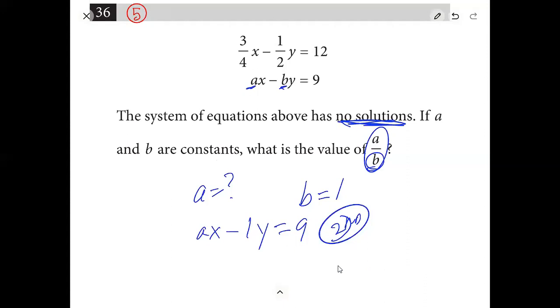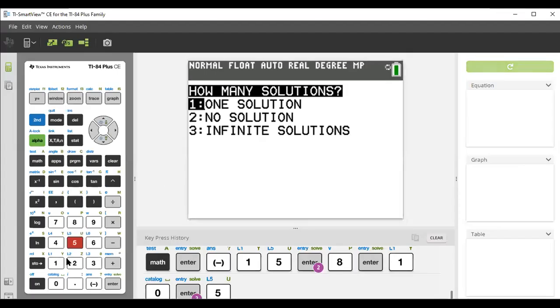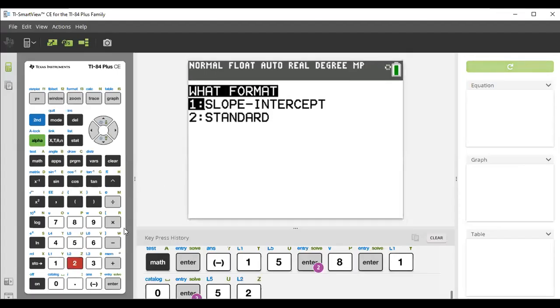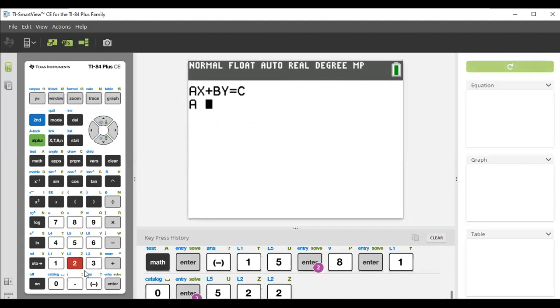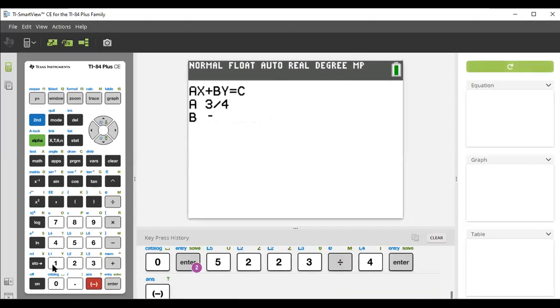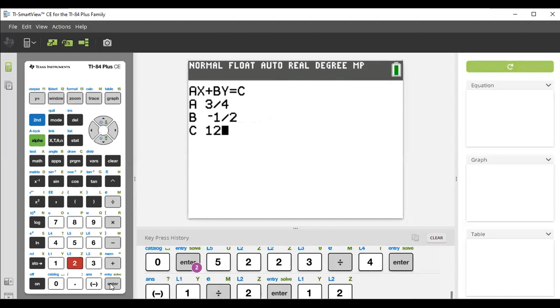All right, so let's go back and finish what we were doing with the calculator. So now we choose option 2. It was in standard form. So the coefficient was 3 divided by 4, 3/4. The B was a -1 divided by 2, or -1/2. The constant was 12. And then we're going to choose 2.